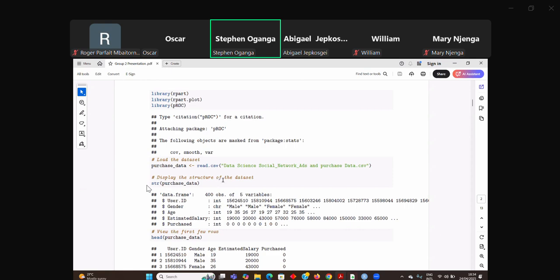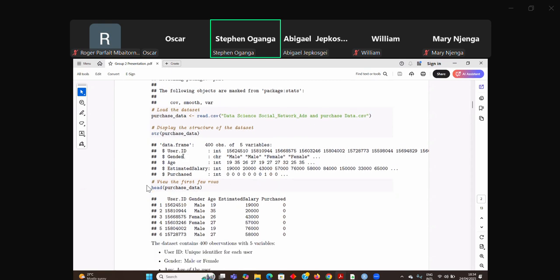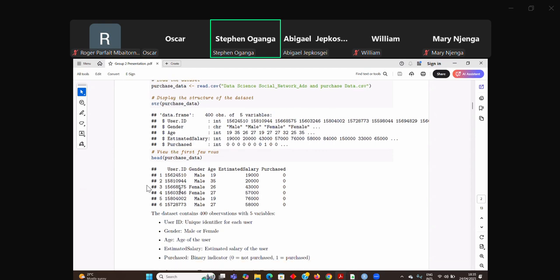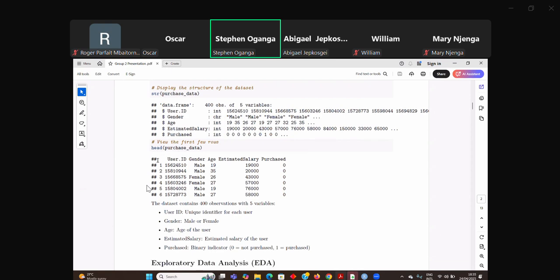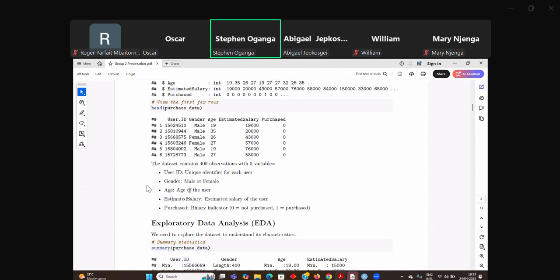And we had to display the data using the structure function. And from that, we could see we had 400 observations and 5 variables. The 5 variables represented the columns, and it was user ID, gender, age, estimated salary, and purchased. This is how the first 6 rows looked like when using the head function. So the data set contains 400 observations with 5 variables, and these were the 5 variables that I've just explained.